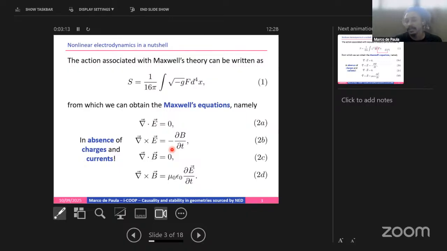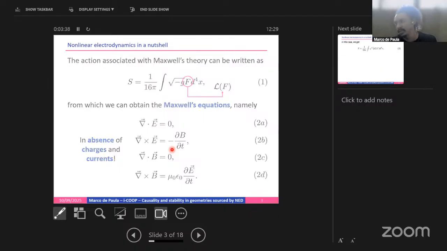And in this sense, the main idea behind nonlinear electrodynamics is an attempt to go beyond the linear level of the Maxwell's equations, trying to solve some of these problems. And a strategy that we use to do that is basically change the Maxwell scalar for a function of the Maxwell scalar. So now we replace this action by this one here.